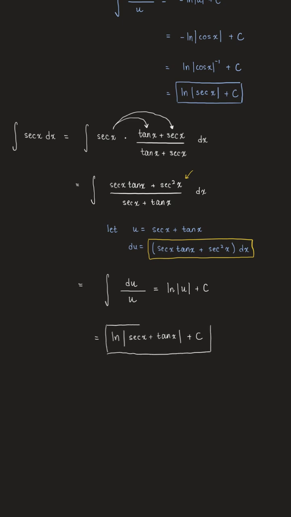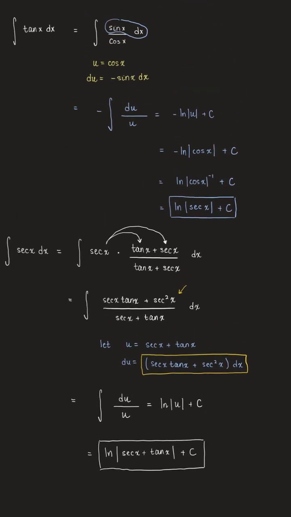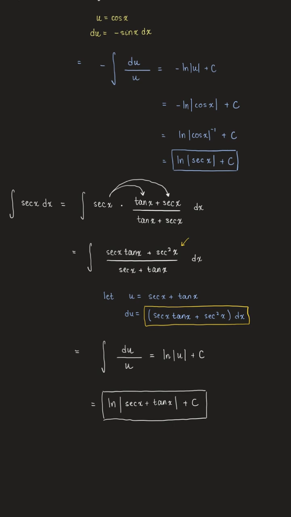So these are two integrals that will come up a lot in our work as we work with trigonometric integrals and trig substitution. The integral of tangent is the natural log of secant, and the integral of secant is the natural log of secant plus tangent. So please make note of those, and we will move forward with trig substitution.